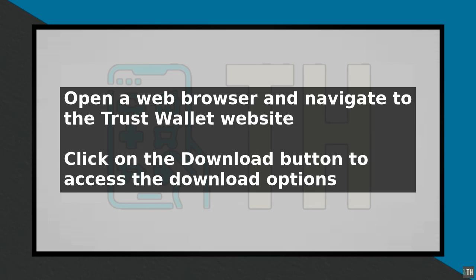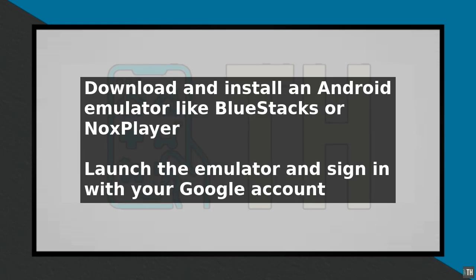your PC. Next, download and install an Android emulator such as BlueStacks or Noxplayer. These emulators allow you to run Android applications on your PC. Once the emulator is installed, launch it and sign in with your Google account.